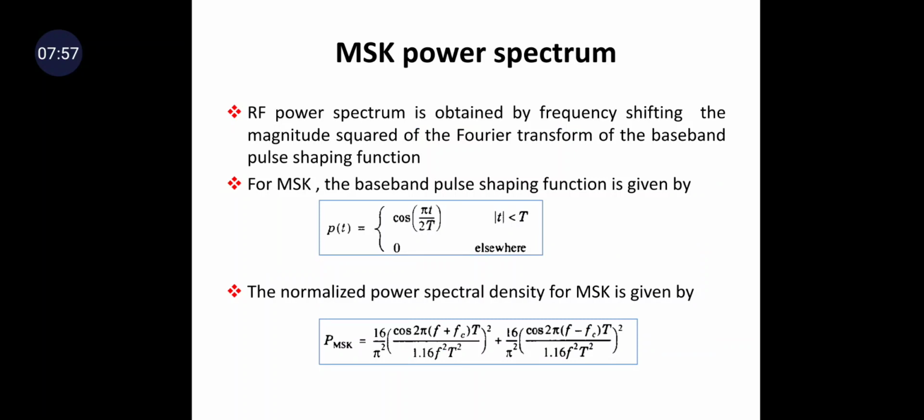So let's see the power spectrum of MSK. The power spectrum is obtained by frequency shifting the magnitude squared of the Fourier transform of the baseband pulse shaping function. The baseband pulse shaping function is given by this equation: p of t is equal to cos of pi t by 2T. So the normalized power spectral density for MSK is given by the second equation. It is nothing but the frequency shifted magnitude squared of the Fourier transform of the pulse shaping function.